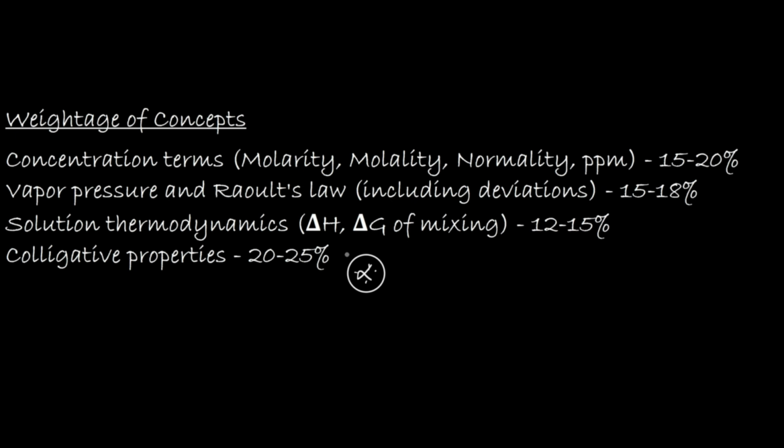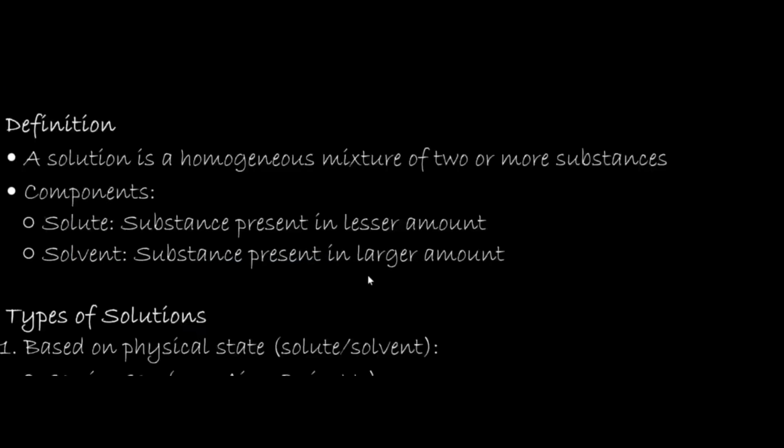Colligative properties: lowering of vapor pressure, osmotic pressure, elevation in boiling point, depression in freezing point, and the van't Hoff factor. From those important 5 formulas, you can expect a question. So that's about the solutions and colligative properties chapter. So let's start doing our revision.